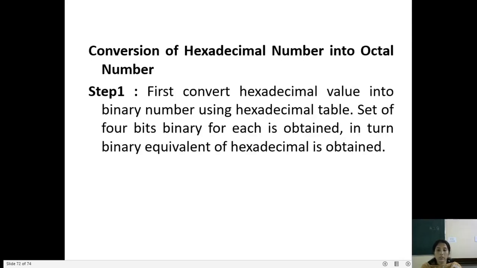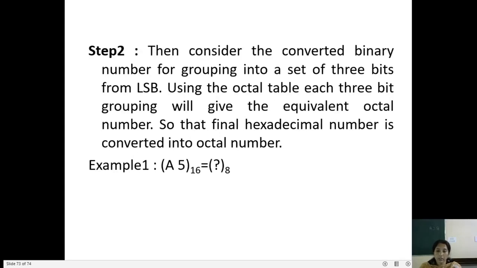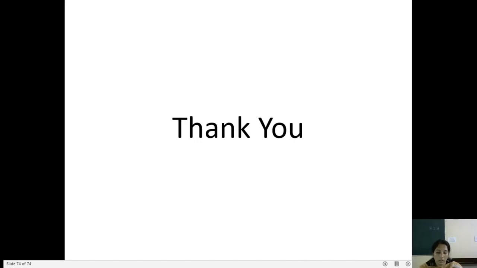For conversion of hexadecimal into octal, you want to convert the hexadecimal value into a binary value. Then you want to group in 3 bits, as I have shown you in octal to hexa. You want to first convert into binary, then group it, and then keep the value. So this is how you will do the octal to decimal, decimal to octal conversion.